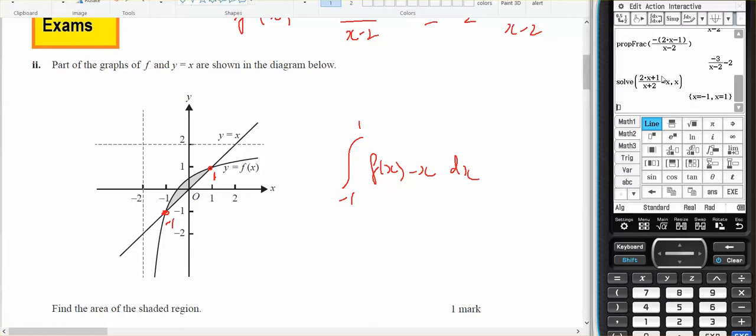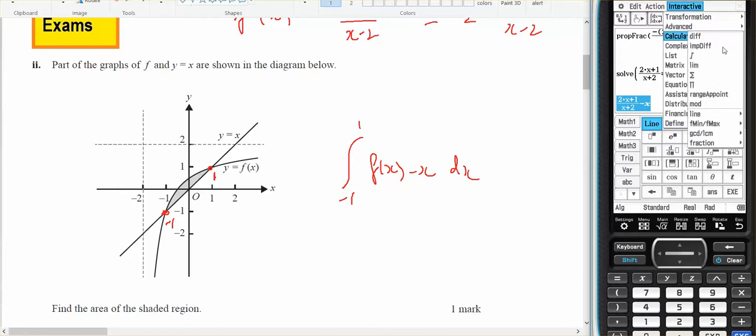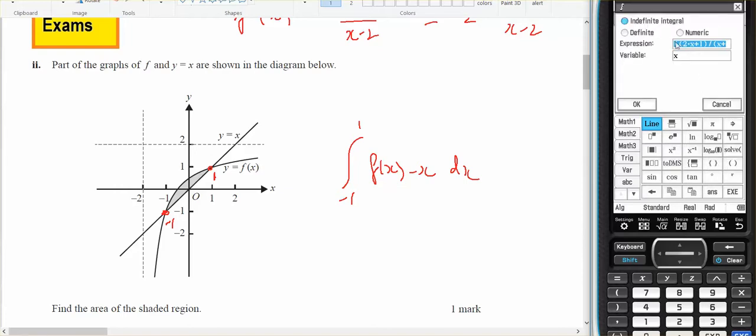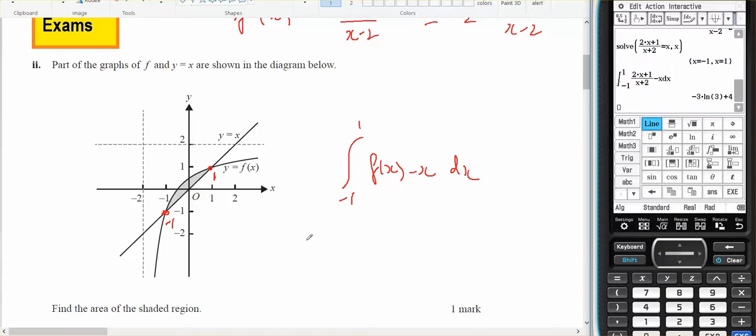So if I select f of x, the top one, minus x, and I select it, interactive, calculation, antiderivative, definite integral, lower is negative 1, upper is 1, and go OK. My answer is going to equal 4 minus 3 log base e of 3 square units.